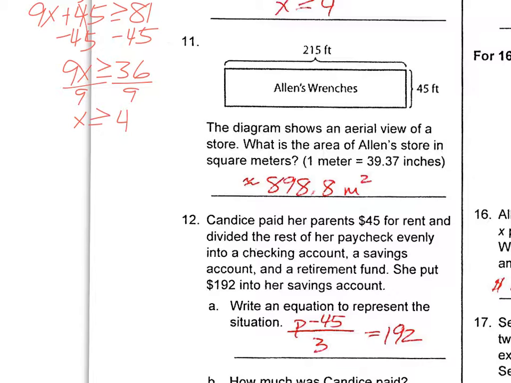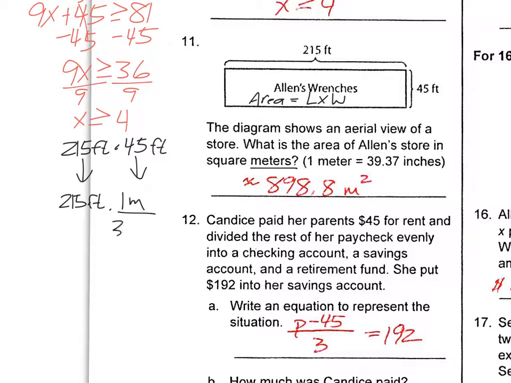Okay, so the first thing I need to do, remember to get area of a rectangle, you do length times width. So I have 215 feet times 45 feet. Okay, problem is it wants it in meters. So what I have to do is I've got to convert each of these to meters. So I'm going to take 215 feet and multiply that. It says 1 meter is 39.37 inches. Okay. But I have feet.